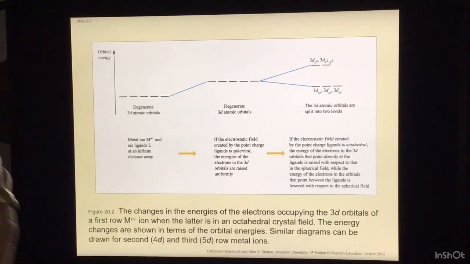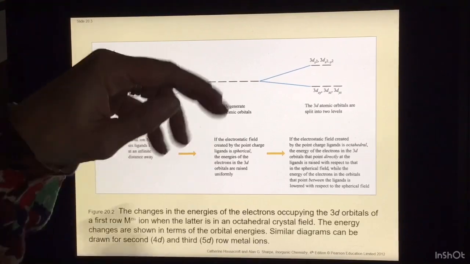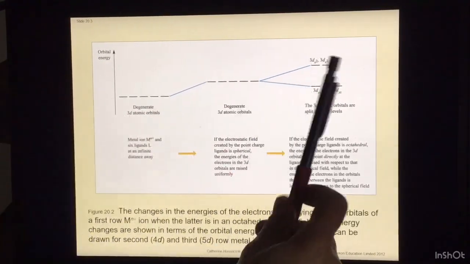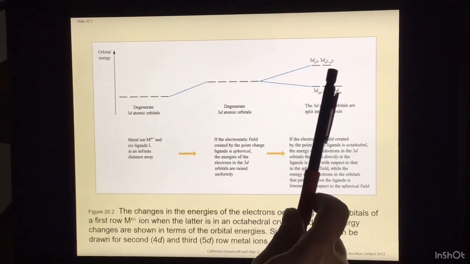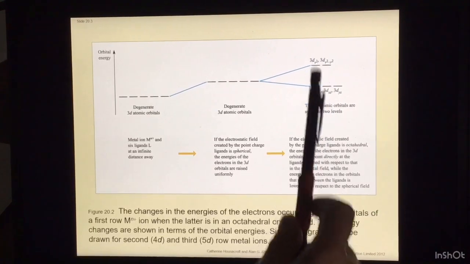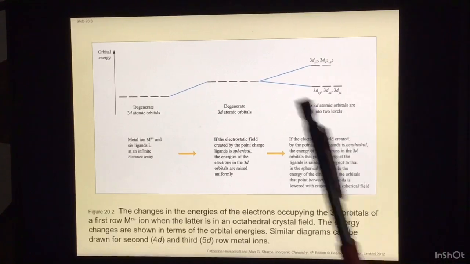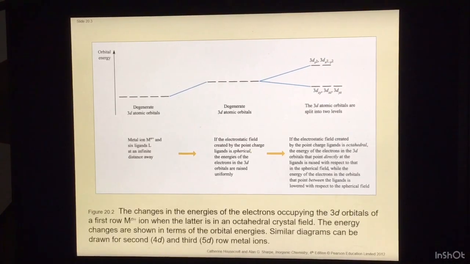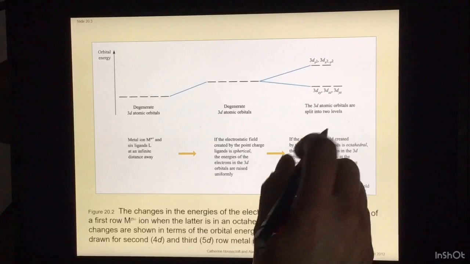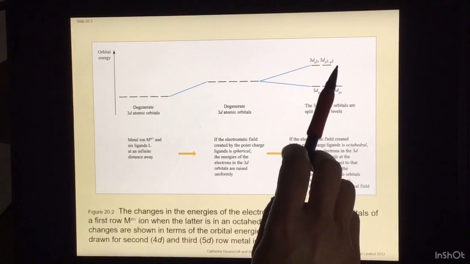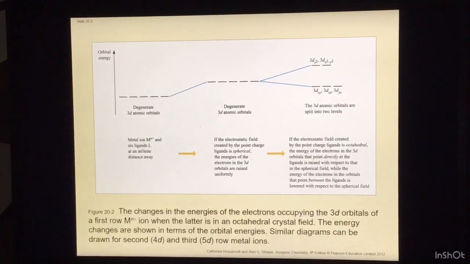So the ones that are pointing directly at the ligands are raised. That's why the dz squared and dx squared minus y squared are higher in energy, whereas the dxy, dxz, and dyz are lower in energy. This lower set is called the t2g set, and this upper set here is called the eg set.